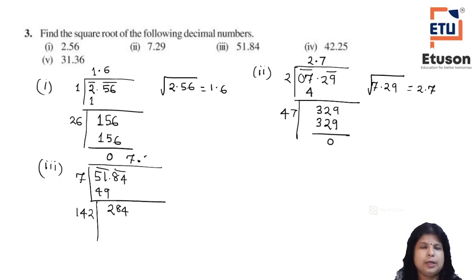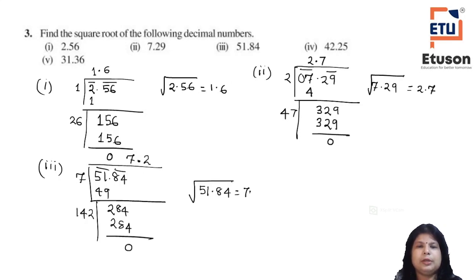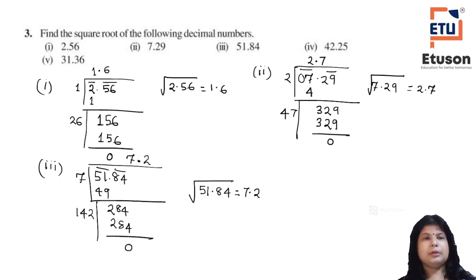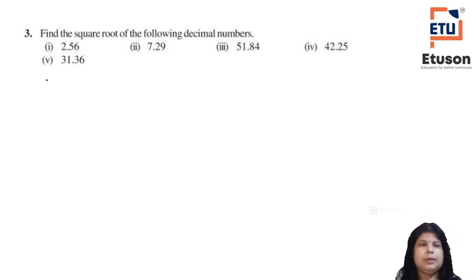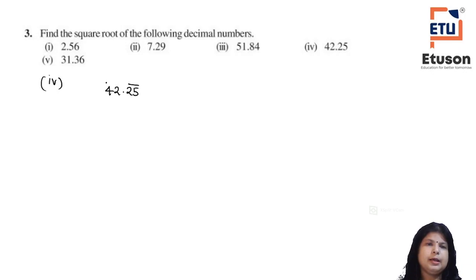The same has to be written here. 142 into 2 is nothing but equal to 284, and your remainder will be 0. Correct or not? So now 51.84 square root is nothing but equal to 7.2. Correct or not? So now let us go to the next bit. So now we are doing bit 4, that is 42.25. So let us pair the number as usual.